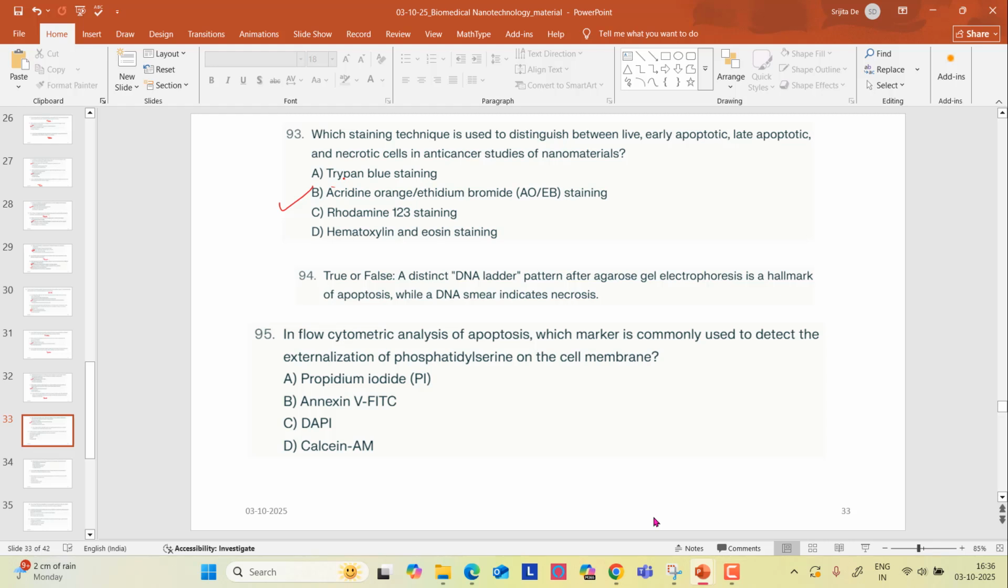A distinct DNA ladder pattern after agarose gel electrophoresis is a hallmark of apoptosis, while a DNA smear indicates necrosis. True or false? So apoptosis is the programmed cell death and necrosis is the sudden cell death, right? So DNA ladder is the hallmark of apoptosis. It is true.